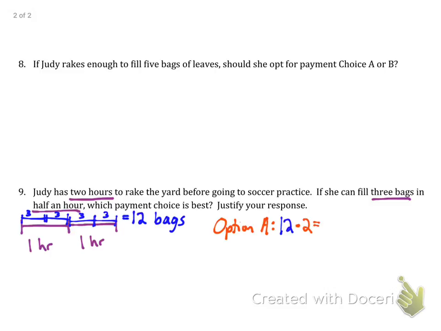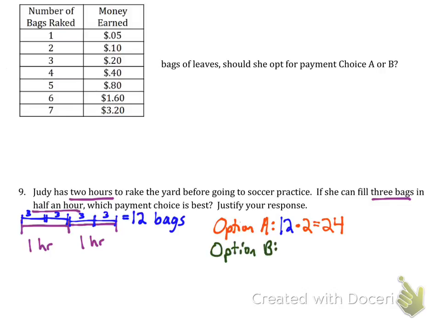For option A, we know that they're $2 each, so those 12 bags become $24. Pretty good. Option B, we don't have those numbers on the table. However, I'm going to put the table up here. We can figure out what 12 would be because we know that we just double it each time. So let's double 320, we get 640. Let's double that, double that, double that, and double that.